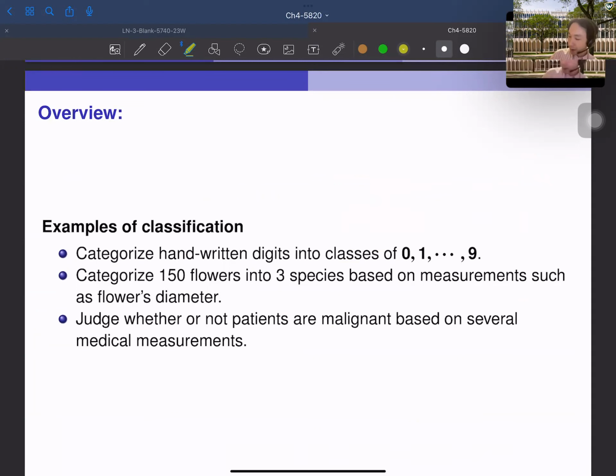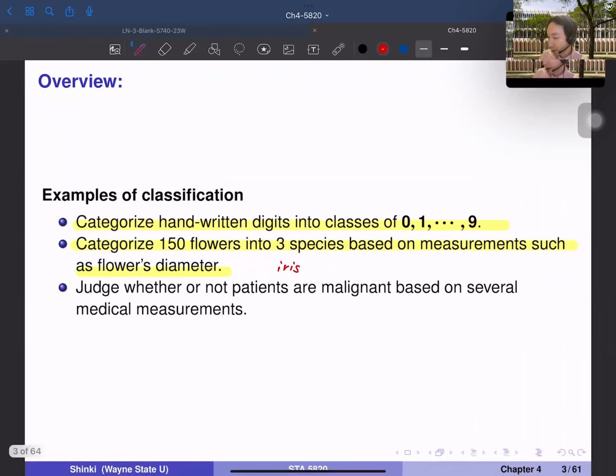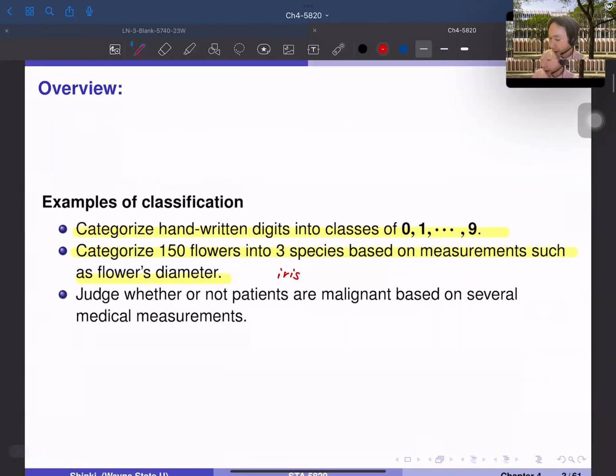Okay, so at first, the overview. We are dealing with these kinds of problems. For example, categorizing handwritten digits into classes 0 to 9, and categorizing 150 flowers into 3 species based on measurements such as flower diameter. The famous iris dataset has 3 species of iris, and we have measurements of petal length, petal width, sepal length and sepal width. Basically, based on those 4 measurements, we can almost perfectly separate the 150 iris.